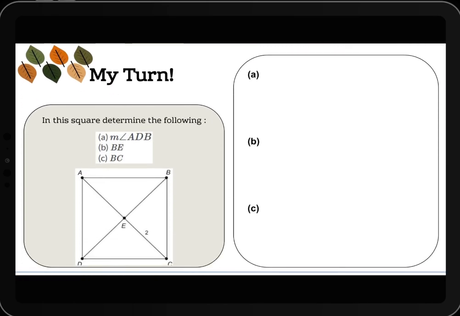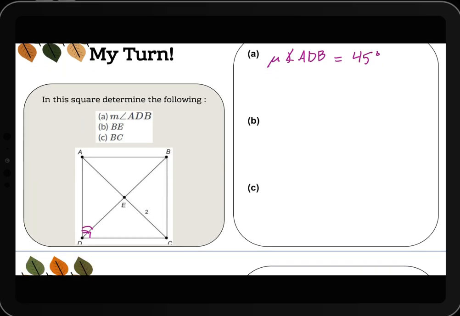So looking at this example, we want to look at the measure of angle ADB. ADB is going to end up being this angle right here. Since the entire angle is a 90-degree angle and the diagonals bisect the angles, I know that this has to be a 45-degree angle. Remember, the diagonal bisects the angles, so as a result, it has to be 45. So there's two things happening there. Number one, you have a 90-degree angle being bisected. That's how I know that that has to be a 45-degree angle.